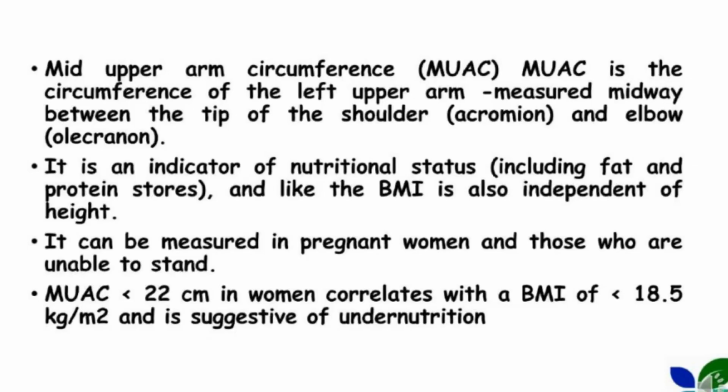Mid upper arm circumference (MUAC) is the circumference of the left upper arm measured midway between the tip of the shoulder and elbow. It is an indicator of nutritional status, fat and protein stores, and unlike the BMI it is also independent of height. It can be measured in pregnant women and those who are unable to stand. MUAC less than 22 centimeters in women correlates with a BMI of less than 18.5 kg per meter square, and it is suggestive of undernutrition.